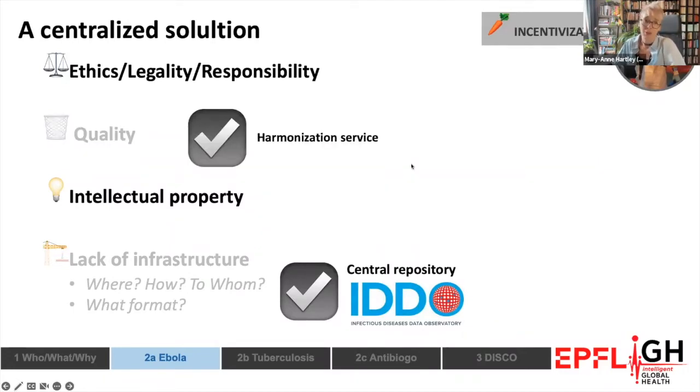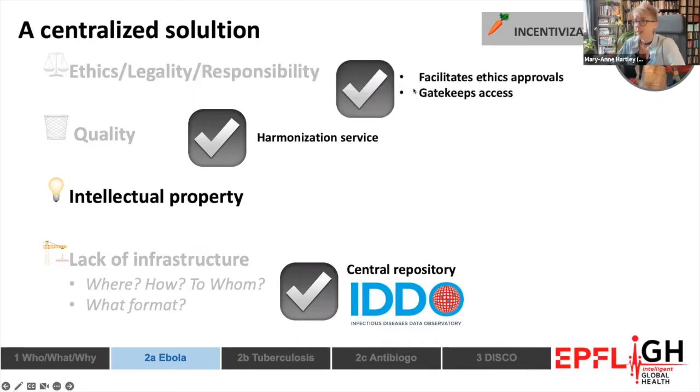They did a huge amount of work, having a huge team dedicated to harmonization and aligning all the different data sets. And then they also addressed this ethics and legality problem, where they facilitated the approvals and eventually gate-kept the access to the centralized data set. Right, so what they couldn't do, however, was protect intellectual property, because once you share the data, of course, it's shared. So people can do what they like.